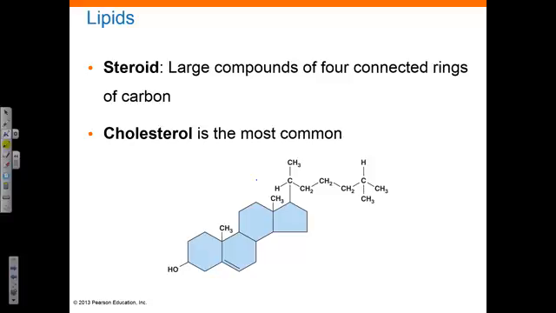Another class of lipids are the steroids. Steroids are characterized by their four connected carbon rings, shown here in blue. Cholesterol, the molecule that's diagrammed below, is the most common steroid. Cholesterol helps maintain cell membranes, and some hormones, including testosterone and estrogen, are cholesterol derivatives.